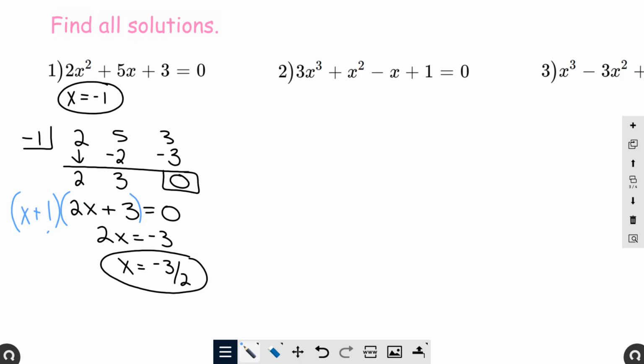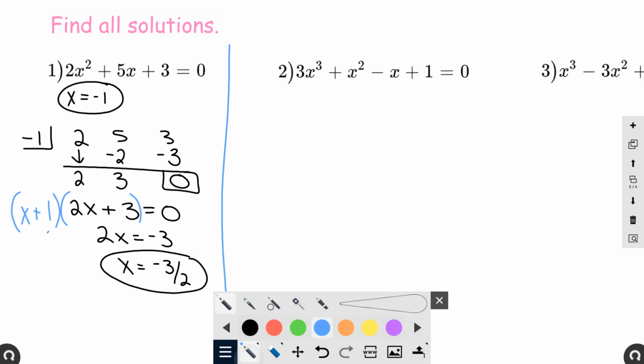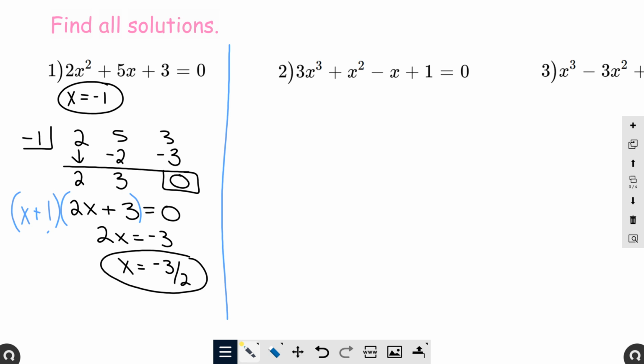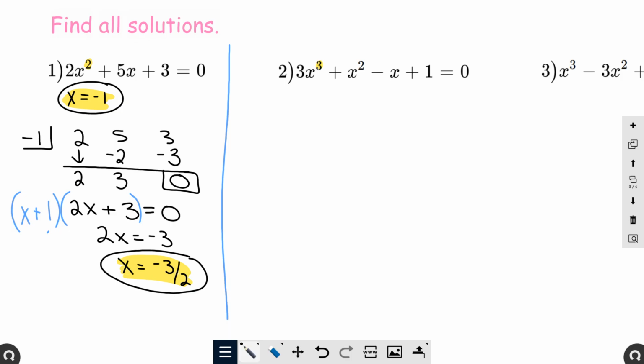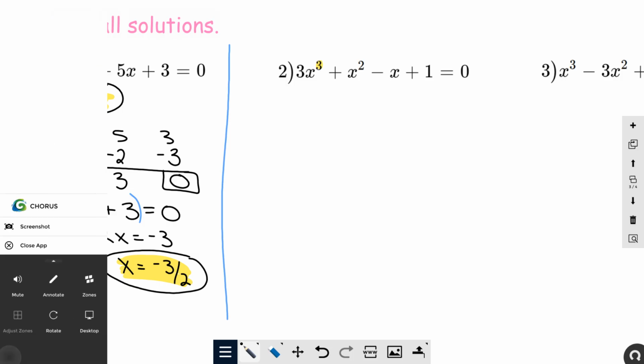All right, let's look at problem number 2. Write that one down. In number 1, we had a power of 2, so we had how many answers? 2 answers, right? We had negative 1 and negative 3/2. In problem 2, what's our degree? What's our highest power? 3. So how many answers should we have? 3. All right, let's start off the same way that we did our last problem. How do we start this one? Graph it. So let's go to our calculator and graph 3x to the third.